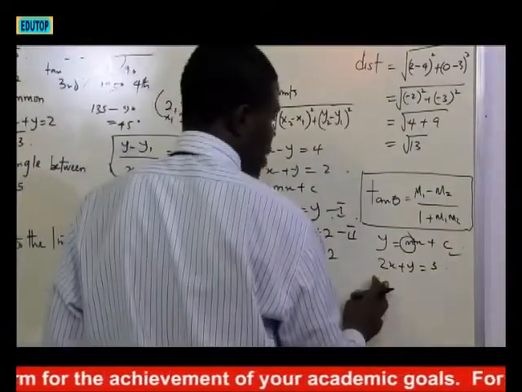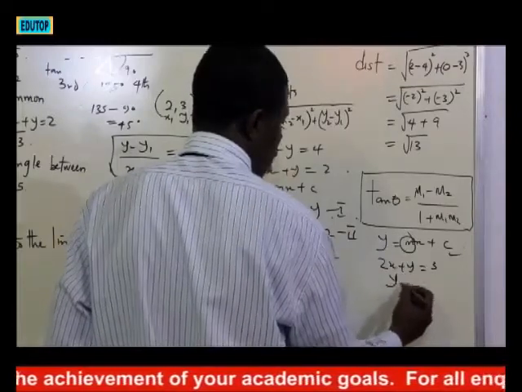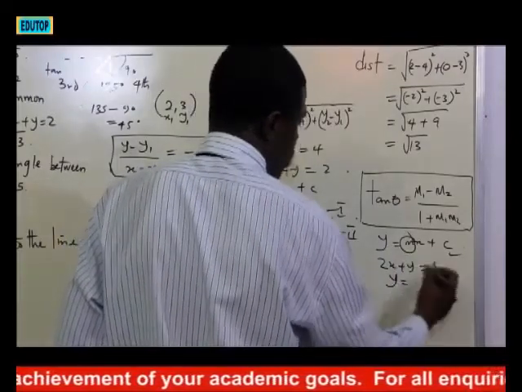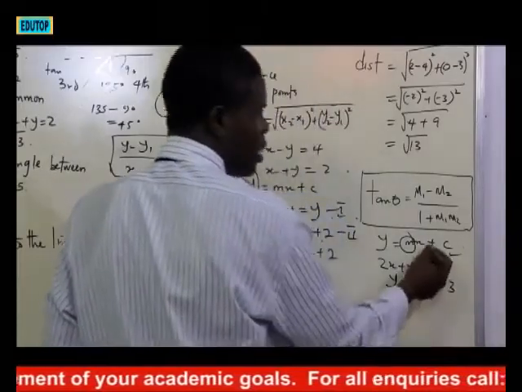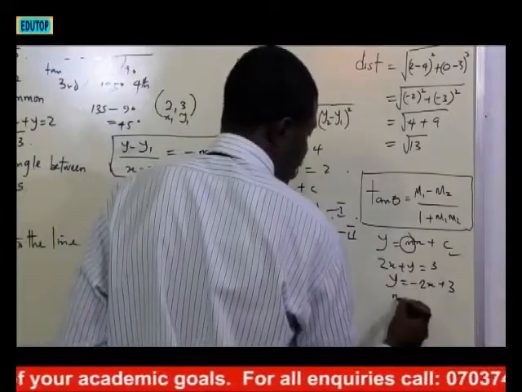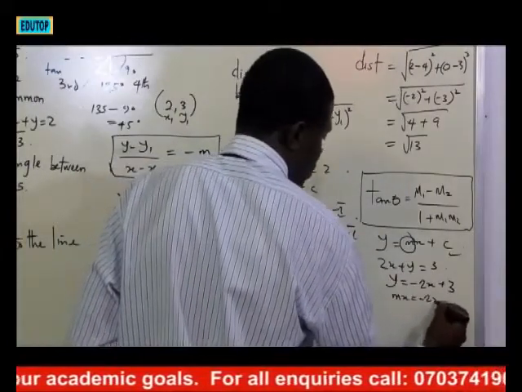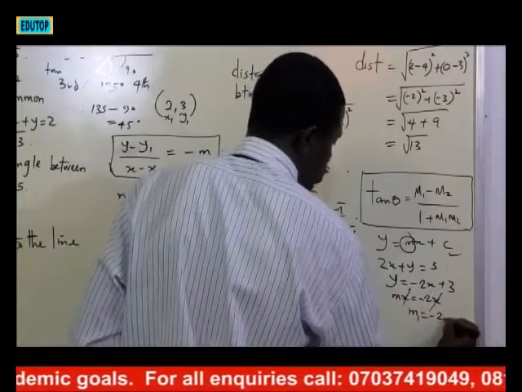If I want to calculate my gradient, I will just make y the subject of the formula. By making y the subject, we have y equals, this one will come to the other side, that is minus 2x plus 3. So if I compare this with my equation of a line, I will discover that my m, so it's like saying mx equals minus 2x. So x can cancel x, so my m1 equals minus 2.